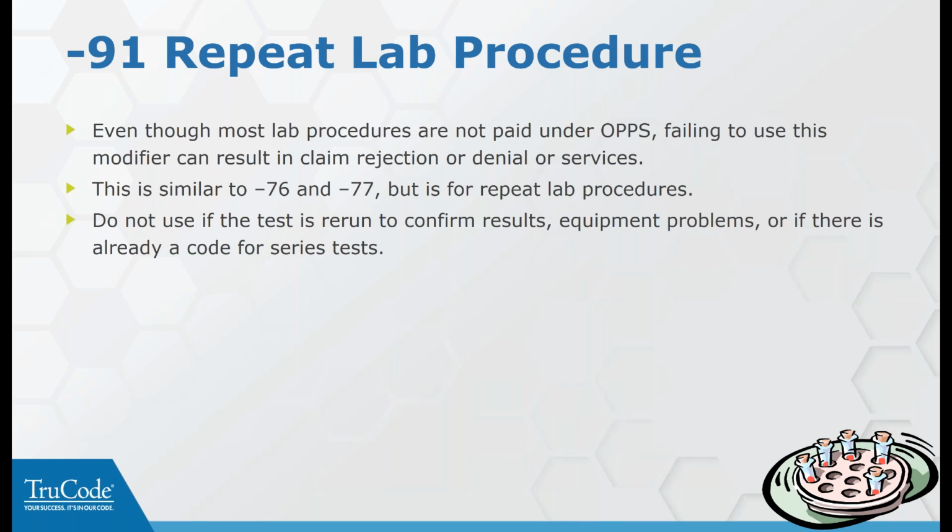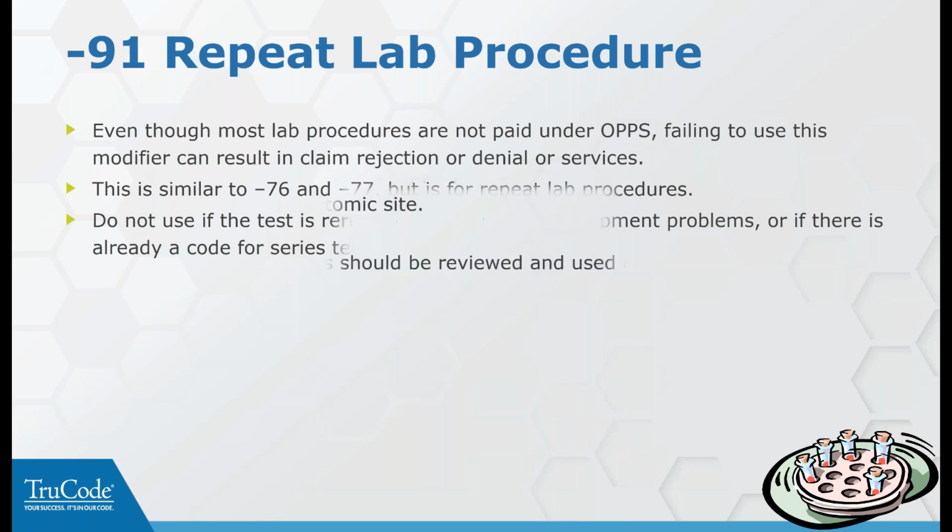It does remind us in the CPT book that you would not use this if the test is rerun to confirm results, equipment problems, or if there's already a code for a series of tests like a panel test. An example of this would be, let's say a patient comes in and they do a pregnancy test and it comes out positive, and she says there is no way, run it again. Well, that's just to confirm the results. That's not the same as needing to code it multiple times. So that is where you would not be able to code that separately using this modifier.